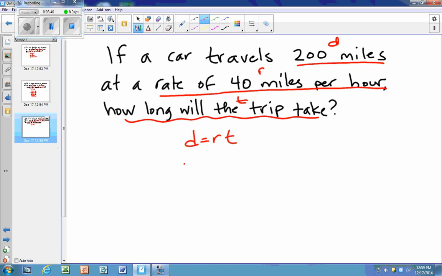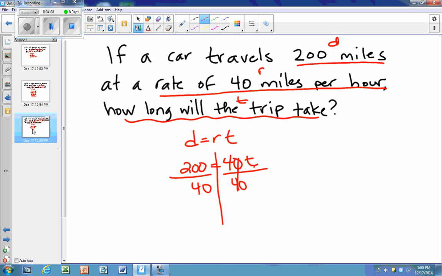So the distance is the 200, the rate is 40, and the time is what I don't know. So I'm going to use the variable t. Again, this is a multiplication equation. I'm going to split the equation, divide both sides. I'm using division because it's the inverse of multiplication, and I'm trying to get the t alone. So I'm going to divide both sides of the equation by 40.